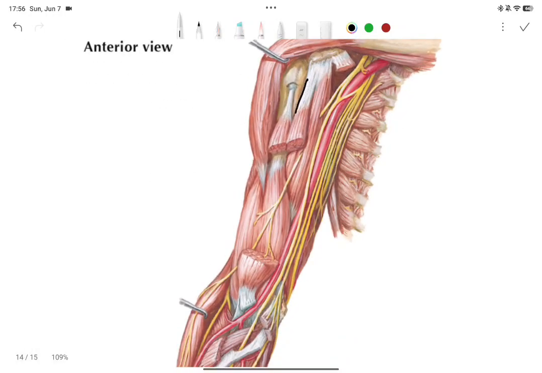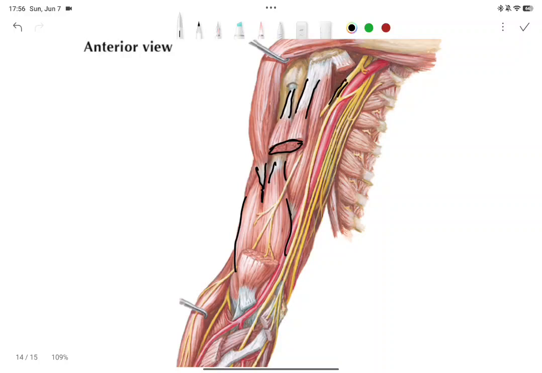So this is the short head of biceps brachii, and this is the long head of biceps brachii. This inner muscle is the brachialis, I guess. Yes, brachialis muscle. This is the insertion of the deltoid in the deltoid tuberosity, and over the brachialis, this is the musculocutaneous nerve, right?